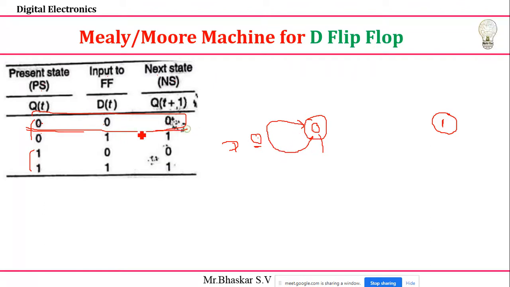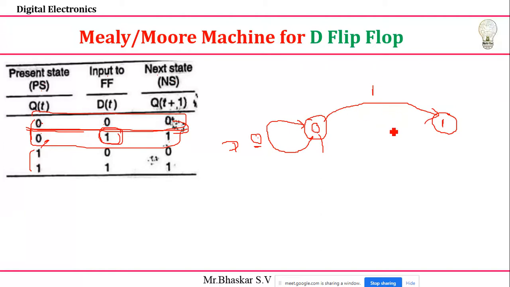Next I'll go for the second line. See that second line, I'm looking from this present state. If my input value is 1, then the next state value will go to 1, right? So then what I need to do is just write the transition. It is moving from state 0 to 1. When this happens, the output changes from 0 to 1, and my D value should be 1. So you need to represent 1 here.